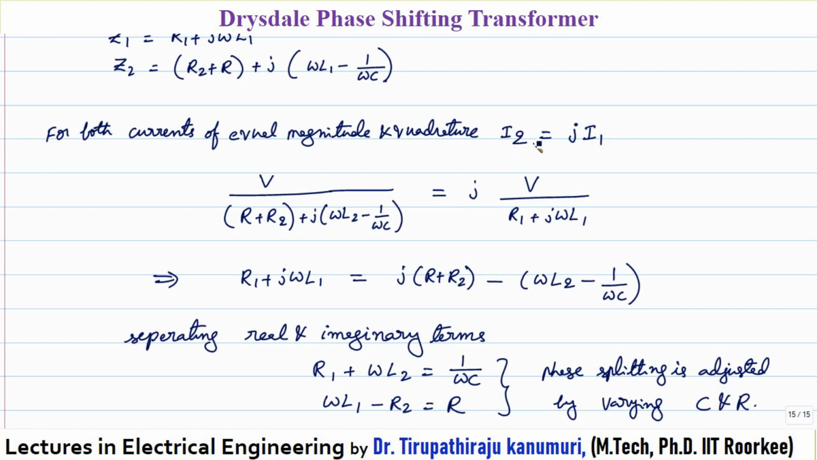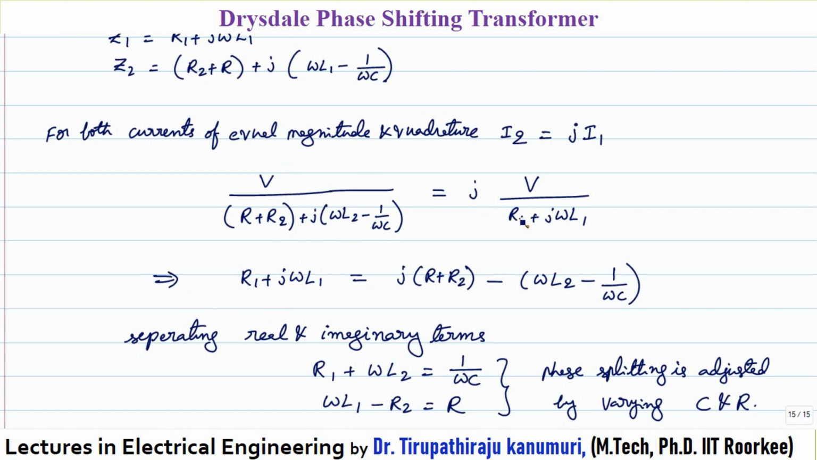So what is I? I is nothing but voltage by impedance. That is voltage divided by Z2, which is R plus R2 plus j times (omega L2 minus 1 by omega C), is equal to j times the voltage divided by the impedance R1 plus j omega L1. Remember, here I am taking voltage as my reference. That's why I have not represented the angle.